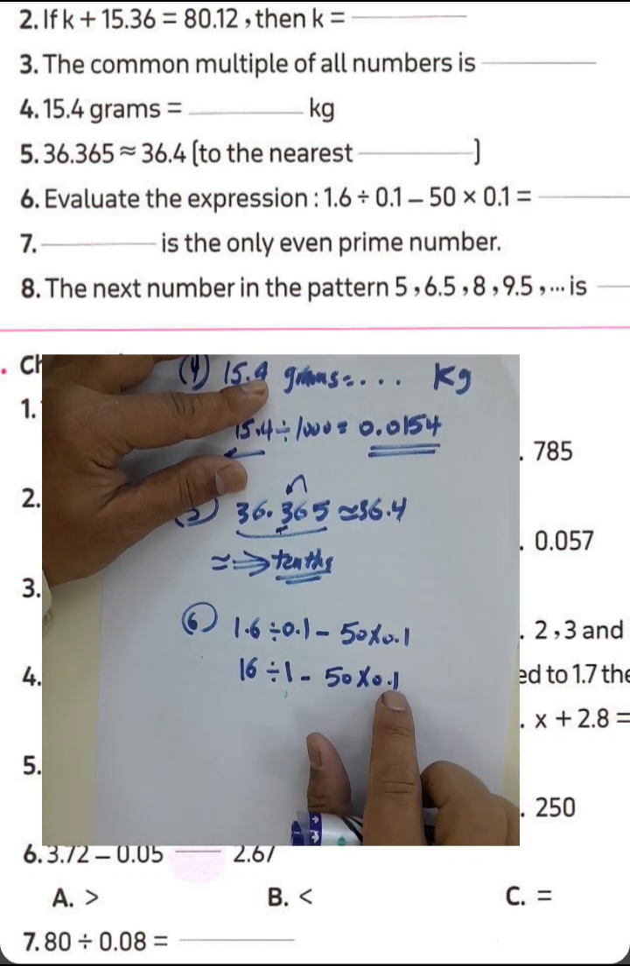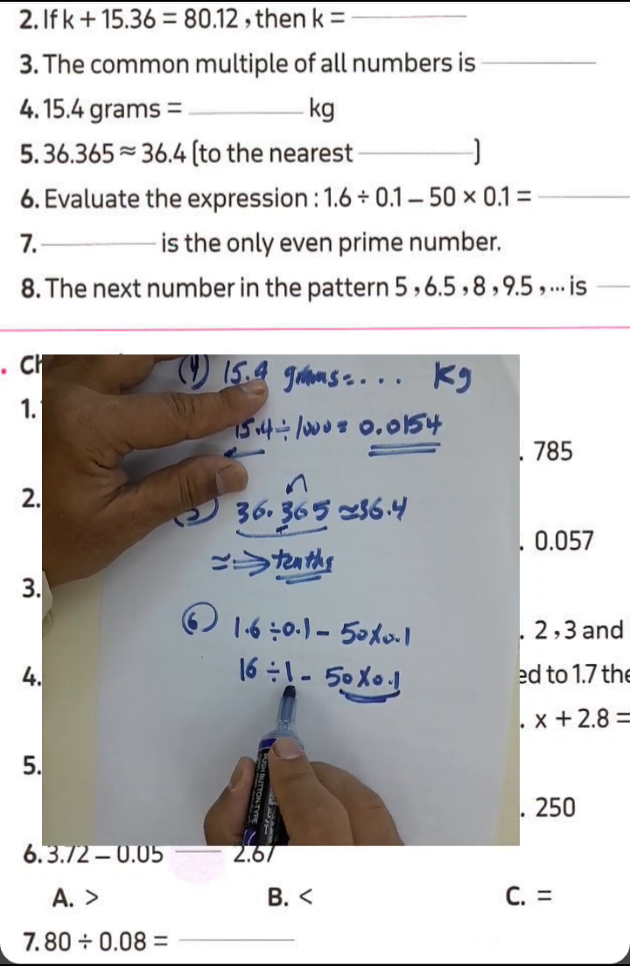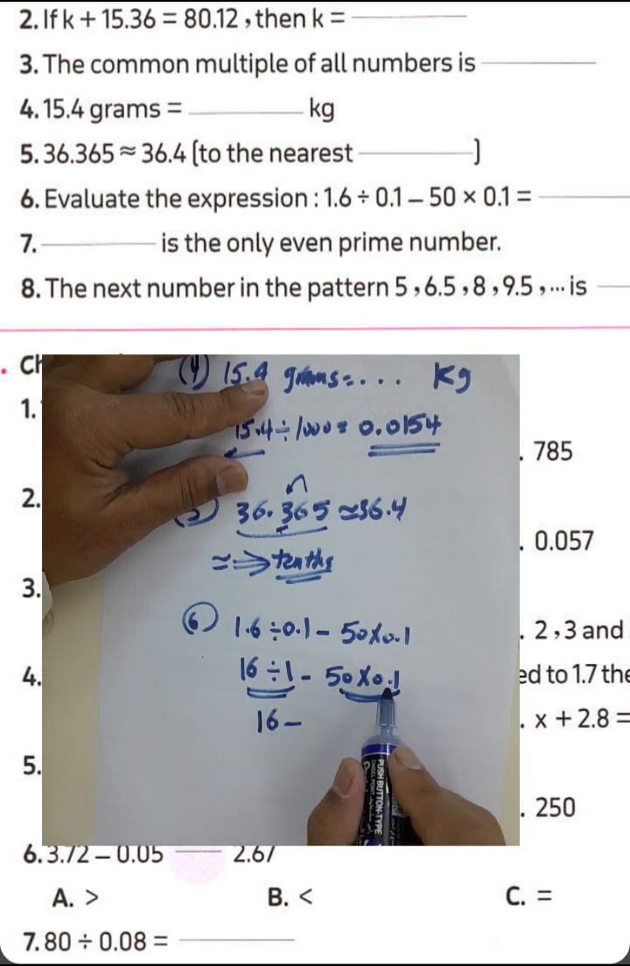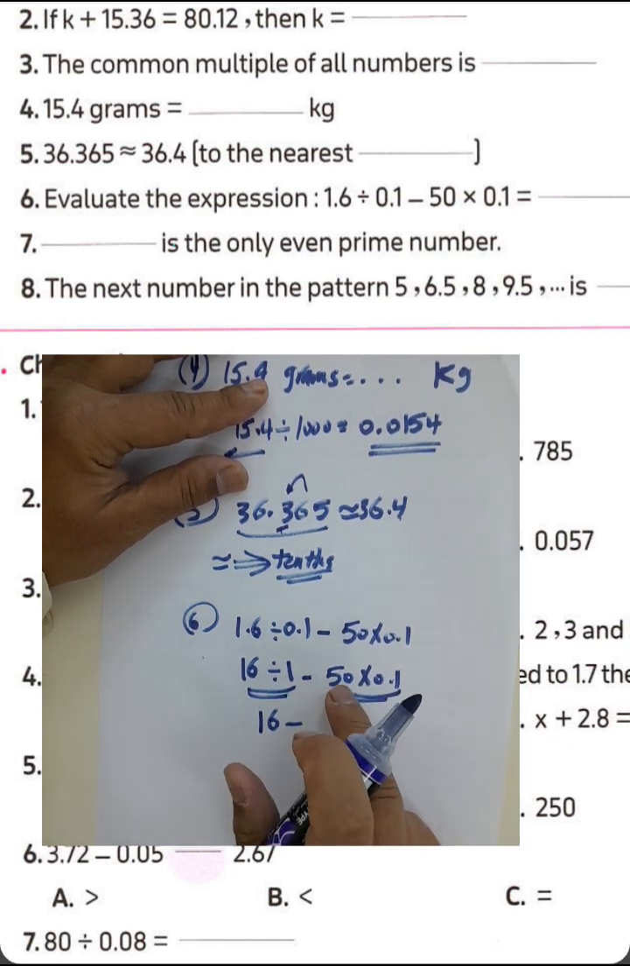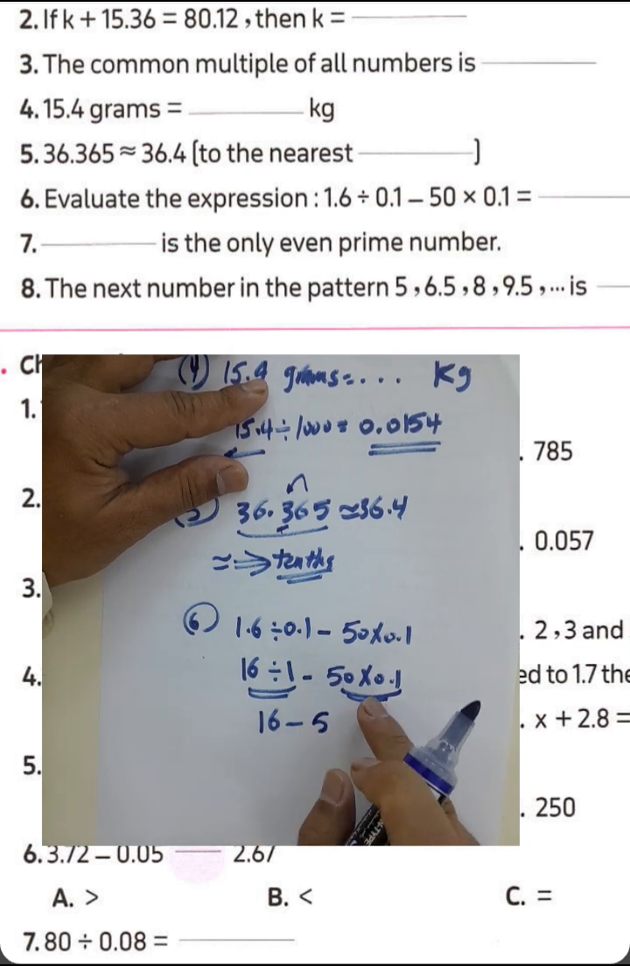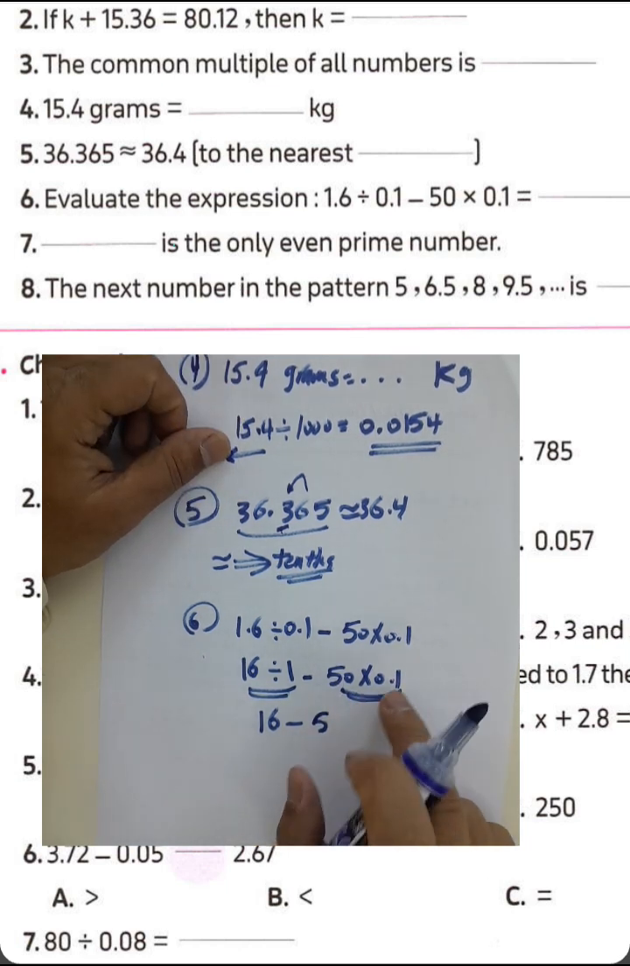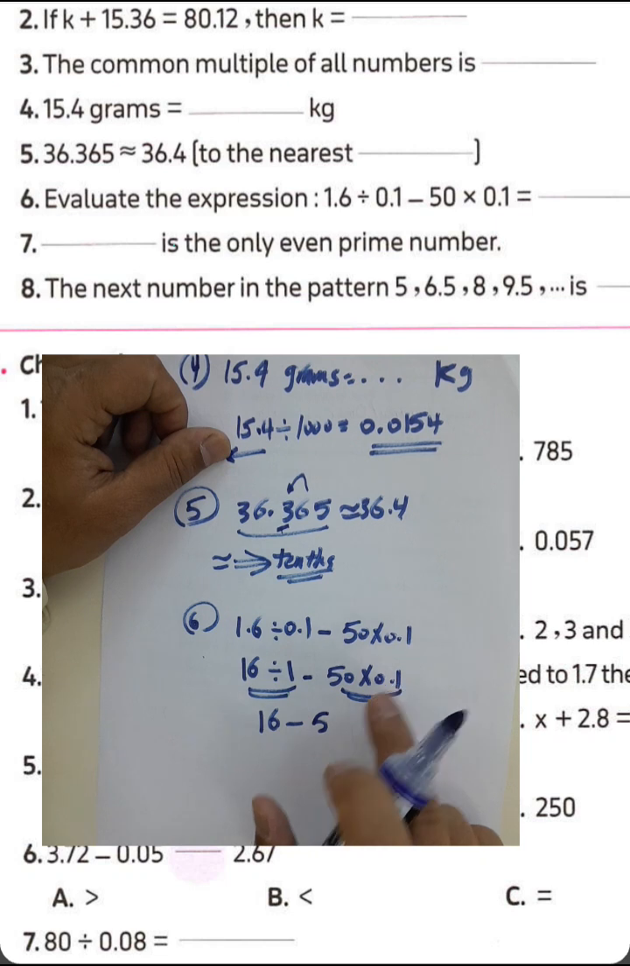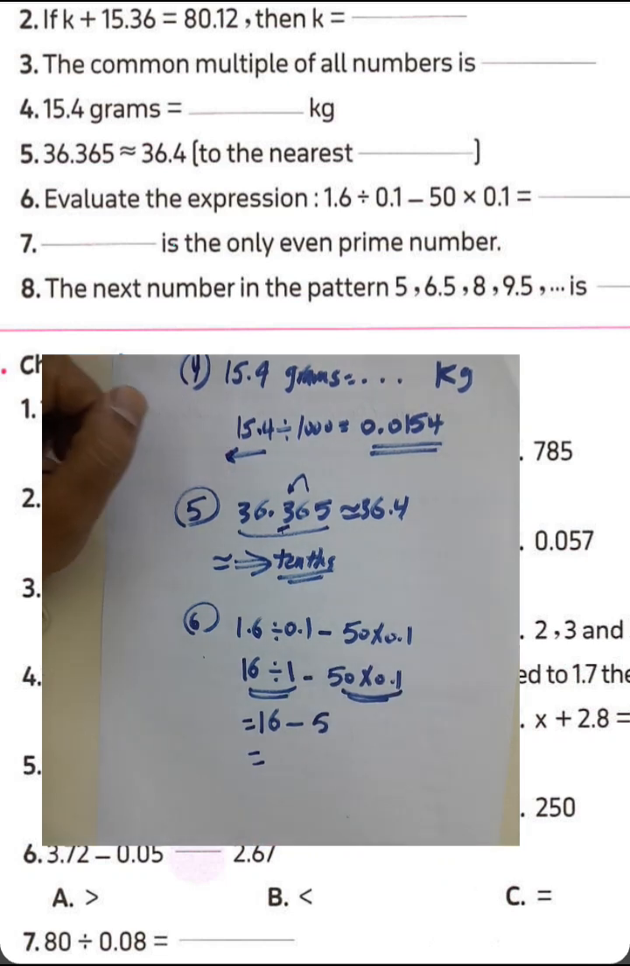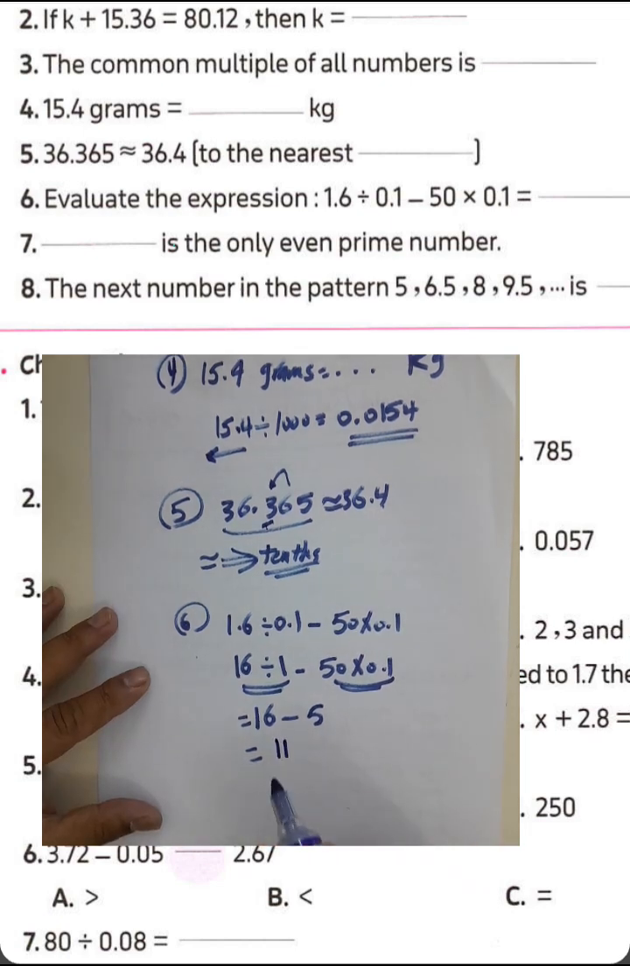50 times 0.1 means divided by 10. The result here will be 5. And 16 divided by 1 equals 16. 50 times 0.1, we move the point by 1 place, it will be 5, or 50 times 1/10 means 50 divided by 10 equals 5. Then 16 minus 5 equals 11. The result here will be 11.